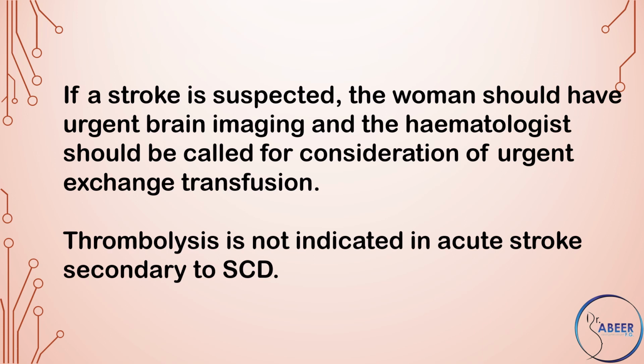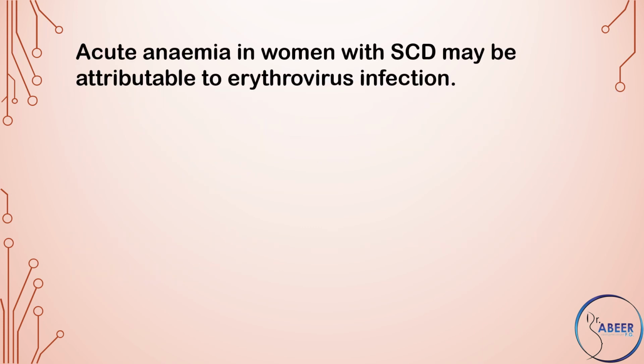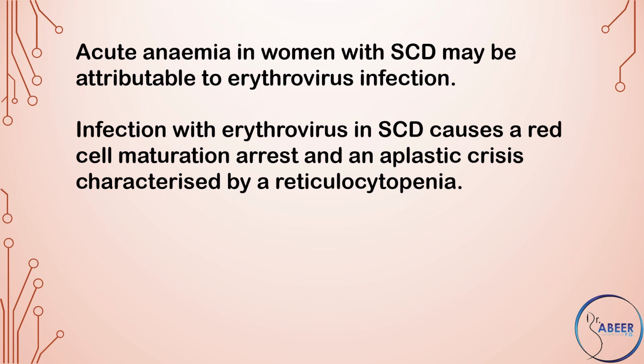Thrombolysis is not indicated in acute stroke secondary to sickle cell disease. Acute anemia in women with sickle cell disease may be attributable to erythrovirus infection. Infection with erythrovirus in sickle cell disease causes a red cell maturation arrest and anaplastic crisis characterized by a reticulocytopenia.